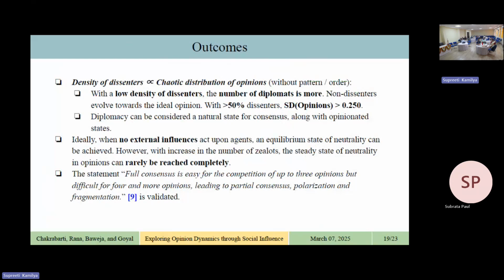This is only a simulation study, and the first ideal population and mixed population results can be summarized here. But this especially validates a previous statement defined by another research paper, that full consensus is easy for competition of up to 3 opinions, that is 3 fuzzy categories, but difficult for 4 or more opinions, which we have seen and validated.